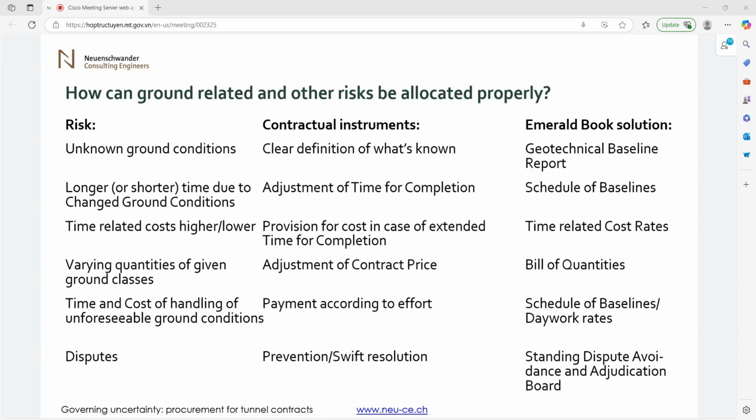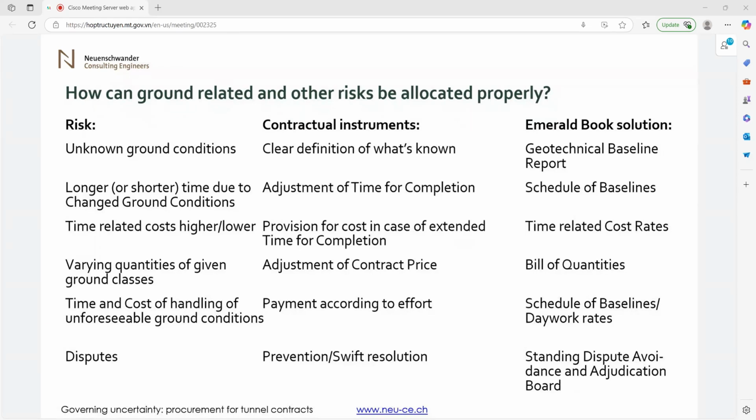In order to do this, we have, again, the schedule of baselines that can be used, and we have day work rates, which I strongly recommend anybody to put into their bills of quantities in order to have day work rates that have been tendered under competition.